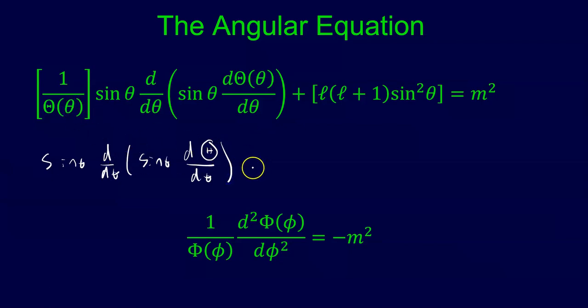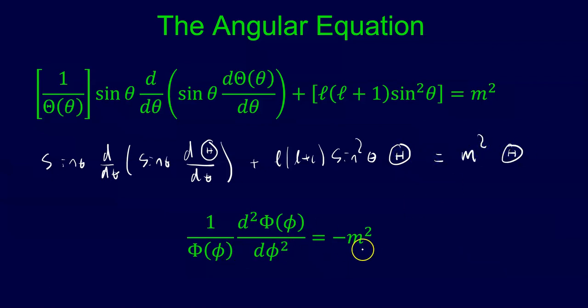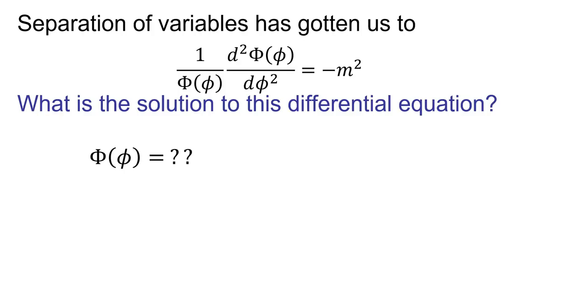And so here we get rid of this guy, and then we have this L times L plus 1 sine squared theta times that capital Theta function equals m squared times the Theta function. And then down here we got this equation. So we got two differential equations, and now what we're going to do is go through and deal with these separately. So we'll start here with the equation of phi, because as you can see it looks a little simpler. And so let's start with that.